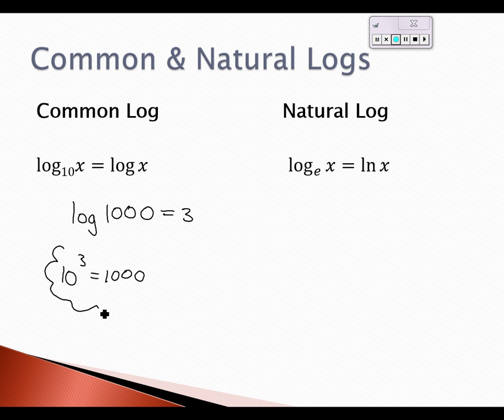Right. So anytime you see a log base e, instead of writing log base e of x, we usually use this shorthand, ln x, which sometimes you might say the natural logarithm of x, you might say ln x, or sometimes even people you hear say ln x.